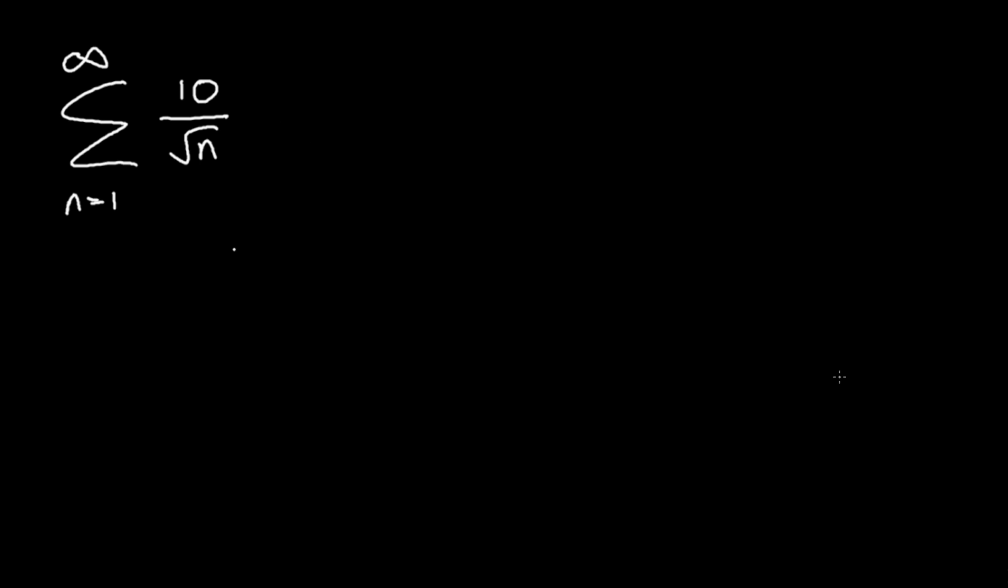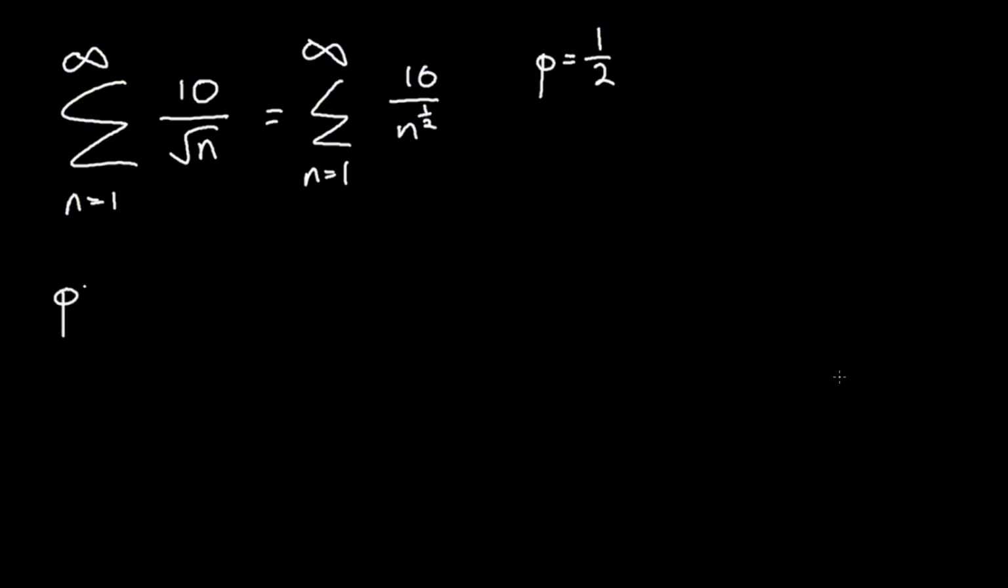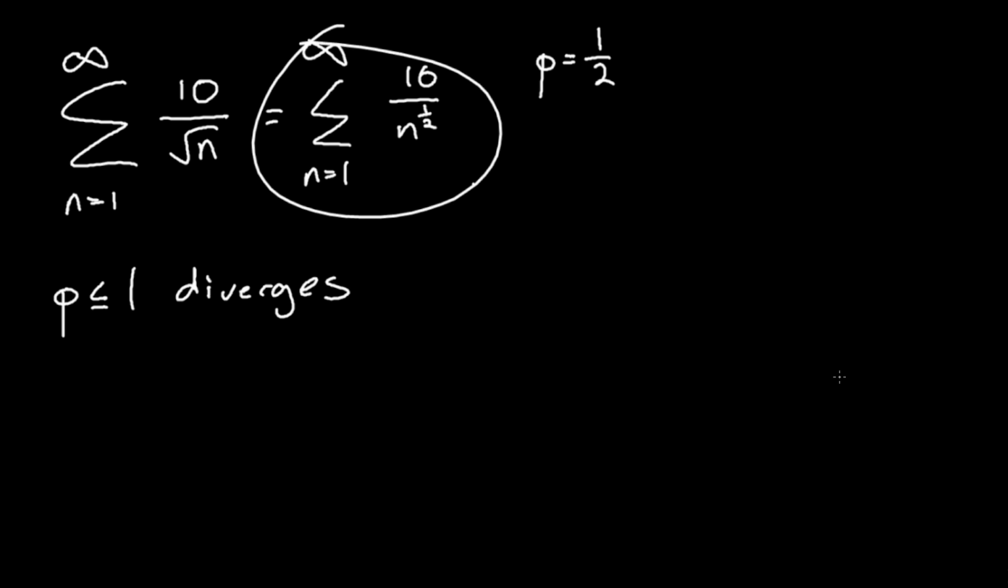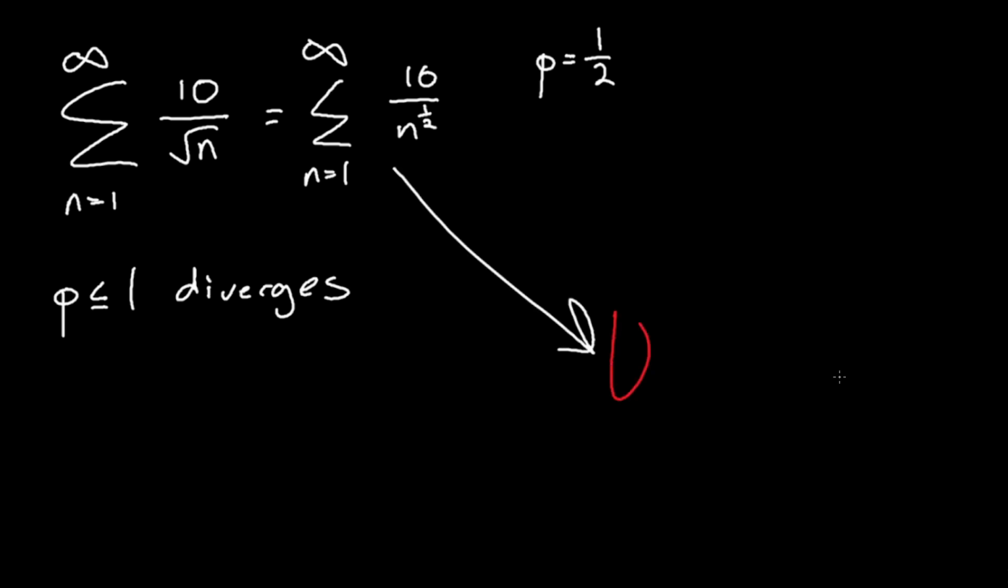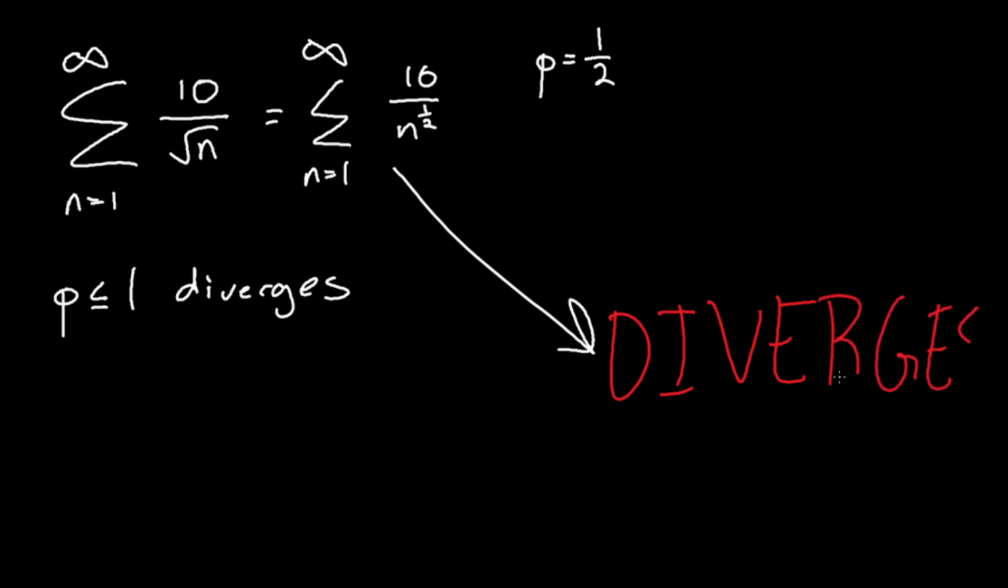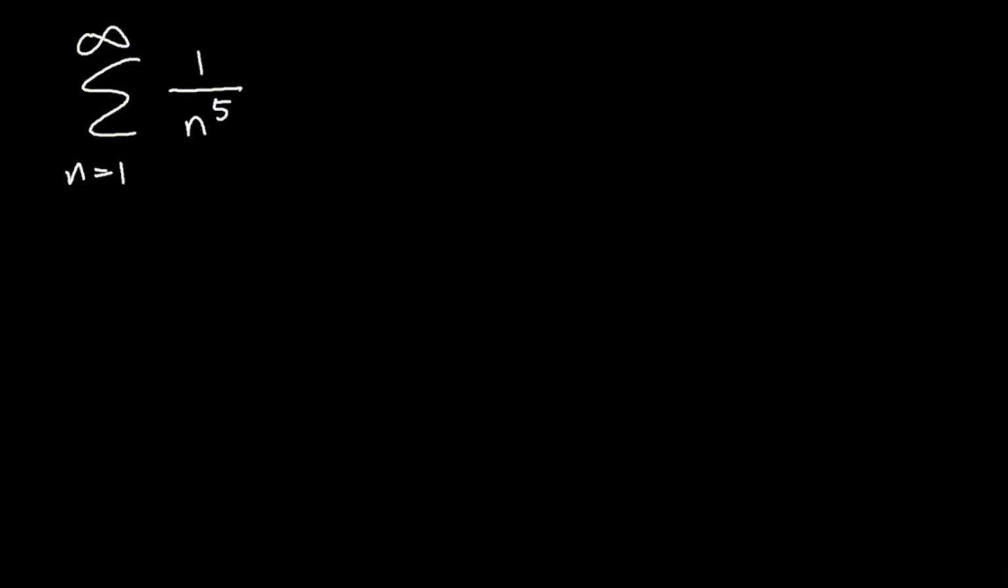So, what's the p value here? Well, technically, this series is equal to 10 over n to the power of 1/2. That means p is equal to 1/2. And remember, P-series test states that if p is less than or equal to 1, the series diverges. Therefore, this series right here diverges. Let's write it with big capital letters to make it dramatic. Let's go ahead and determine if this series diverges or converges.